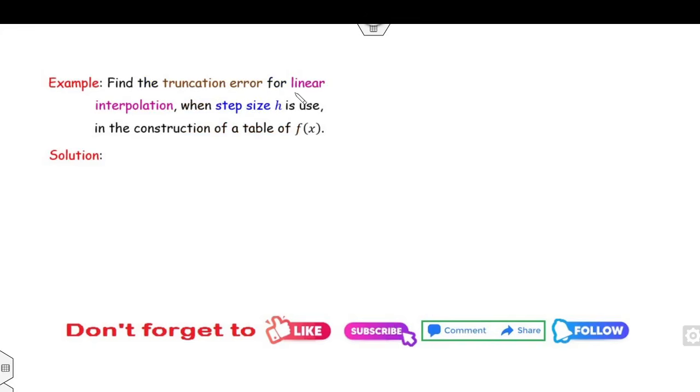Find the truncation error for the linear interpolation. N is my 1. Fine. When the step size is used, what is the meaning of the step size? That means if the first number is my xi, the next number will be xi plus 1.